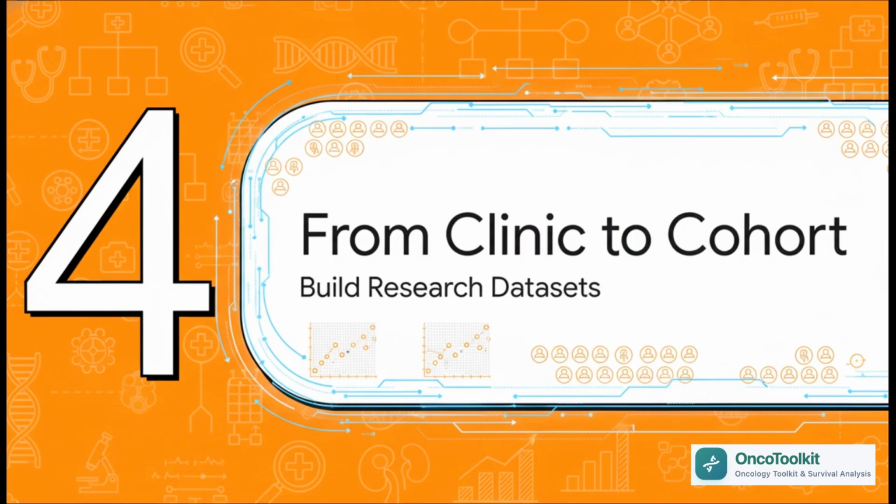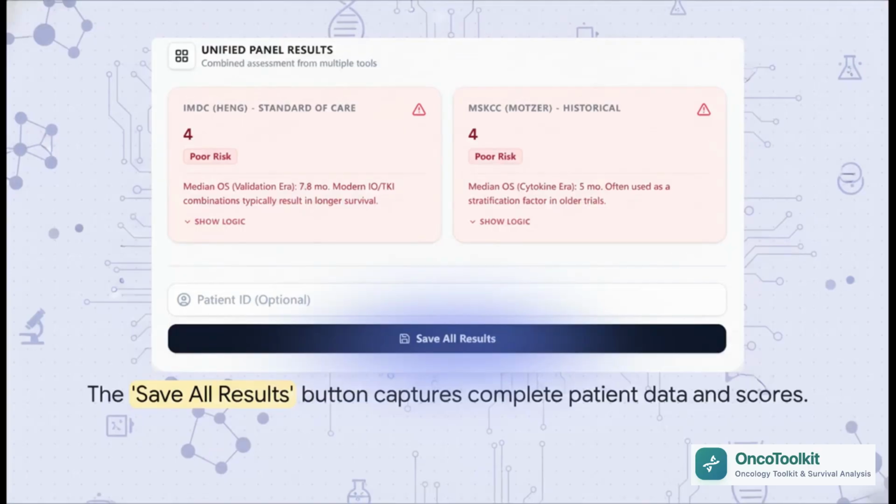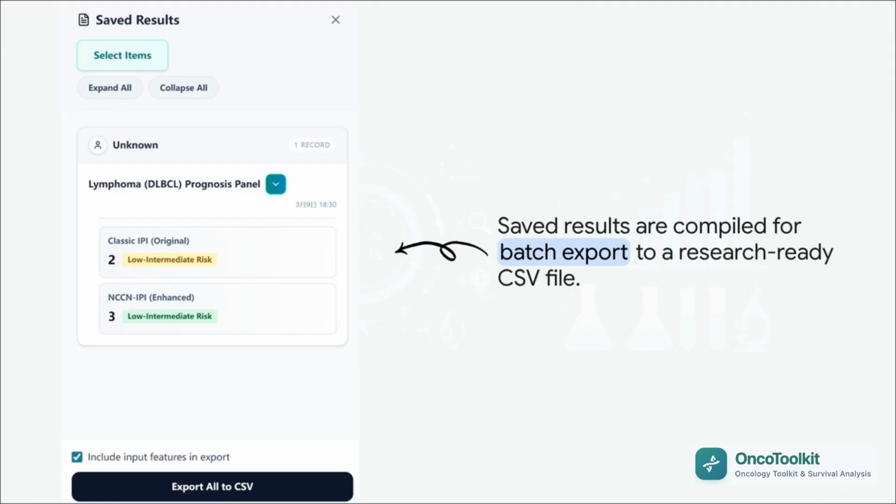Okay, so the tool is fantastic for an individual patient, but its utility goes way beyond that. It's also designed to bridge the gap between a clinical decision and a powerful research engine. See this Save All Results button at the bottom? That's your first step. With just 1 click, you capture that entire data set, all the inputs you entered and the scores the tool calculated for that specific patient. Every patient you save gets compiled into the central list. Then, whenever you're ready, that Export All to CSV button packages the entire cohort into a single, clean, flattened CSV file. It's perfectly structured to drop right into any statistical software for your academic research.